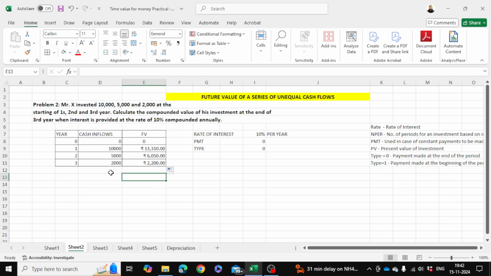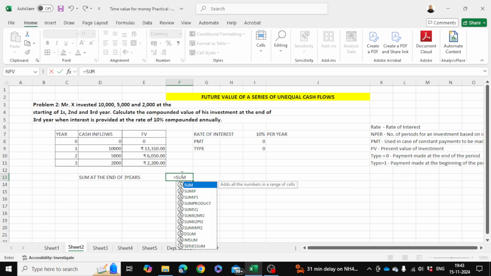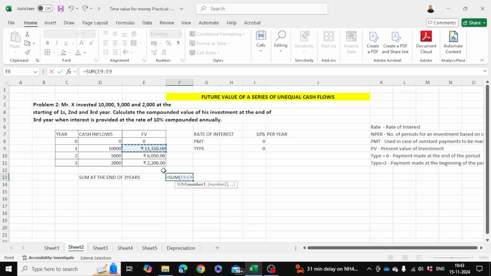So you can go for the sum total also. Sum. You will get the sum at the end of 3 years. You have to get the total sum of all these values, all 3 values, right?